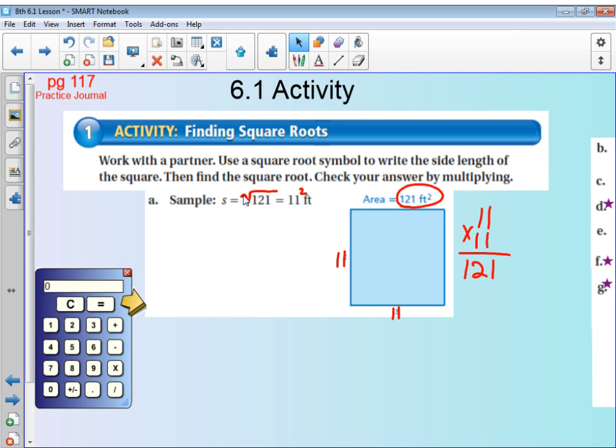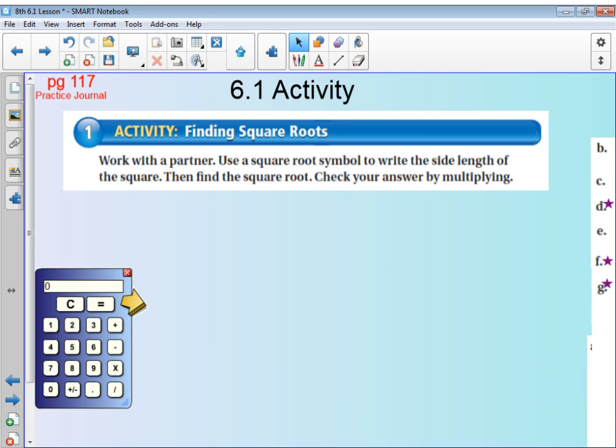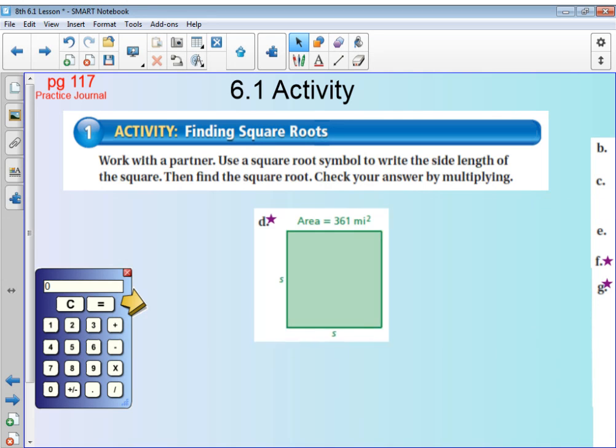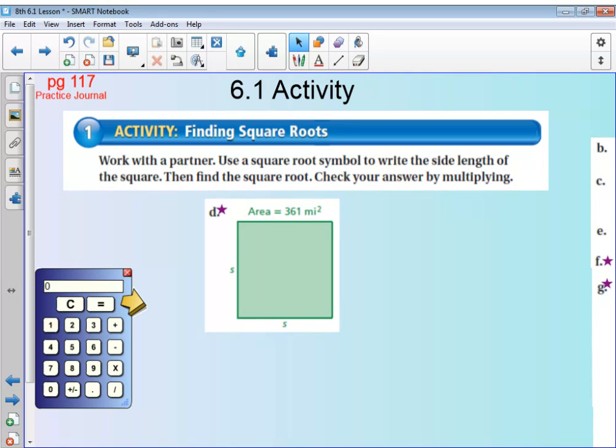Now, I'm going to jump around, so I'm going to have you flip to, well, I think letter D is at the bottom of your page, and then we're going to flip and do a couple off the back side, just because they're ones that are more complex, and then I'm going to leave a few of the more basic ones for you to do independently. So here I have, find the side length if the area is 361.